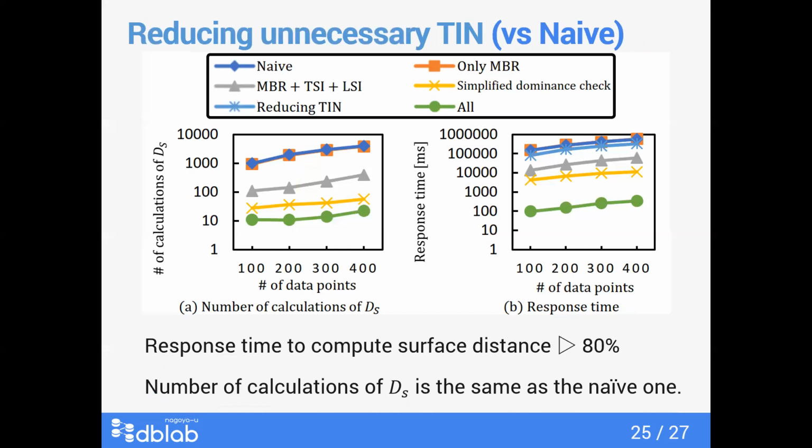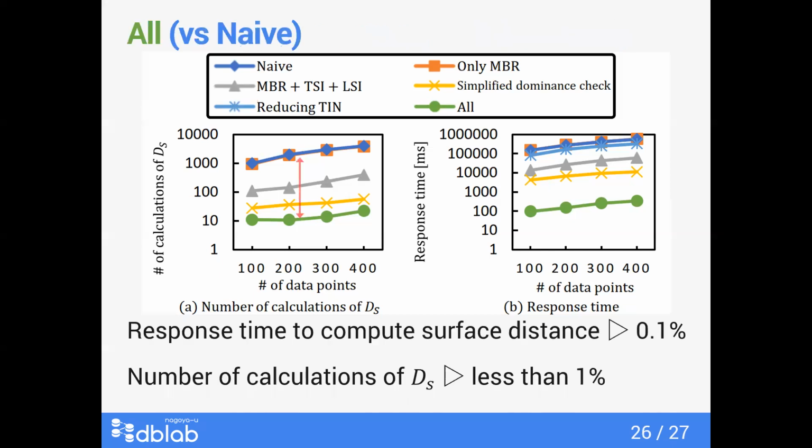Then we checked the effect of reducing the TIN. Since the number of calculations is the same, I only show the response time on the right side in light blue. There's no significant speed up in the response time compared to the other methods, but we are now able to perform the calculations in 80% of the time.